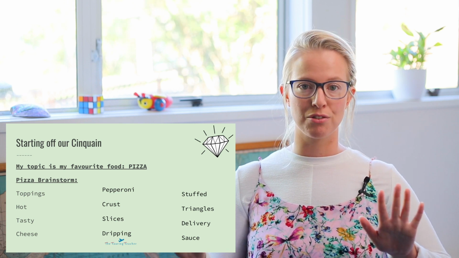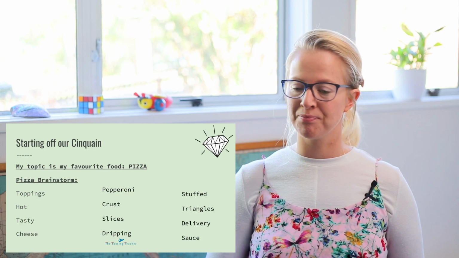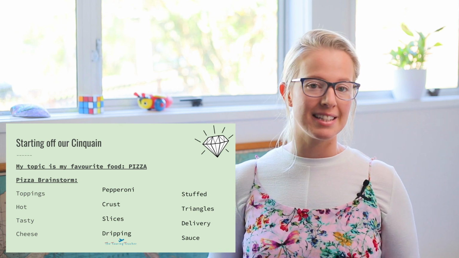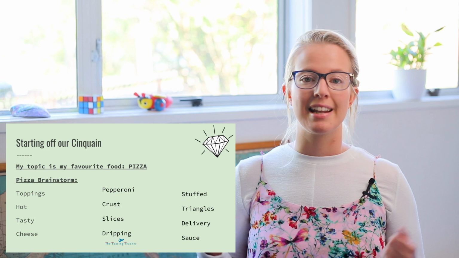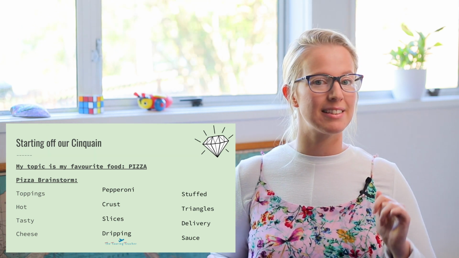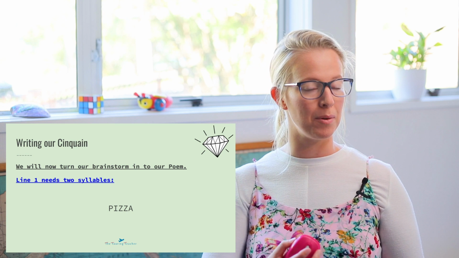So have a look on the screen about my ideas for pizza. This might be able to help you guys out. I wrote toppings, hot, tasty, cheese, pepperoni, crust, slices, dripping, stuffed, triangles, delivery, sauce. So there are lots of ideas that I could use. I won't use all of them, but they're always there to help me to come up with a creative idea or a creative sentence. Okay, we've done our brainstorm, so now we need to turn that brainstorm into our poem.